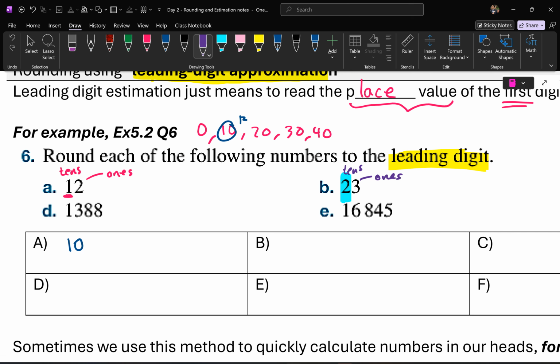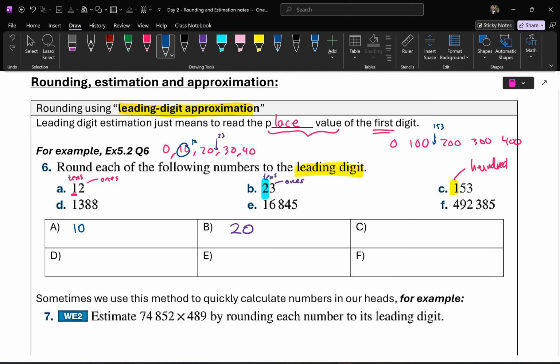So if you count it now again, multiples of hundreds is 0, 100, 200, 300, 400. And you ask yourself, 153, where is that roughly sitting? So 153 is somewhere here. Now you're going to ask yourself, is 153 closer to 100 or is it closer to 200? Which one would that be, Estella? 200, because it's just past the 150. It's just got 3 units extra than the half. So that's why we say it is closer to 200.